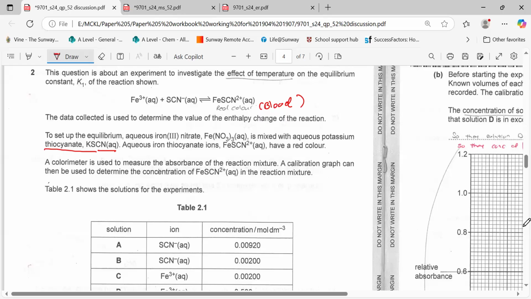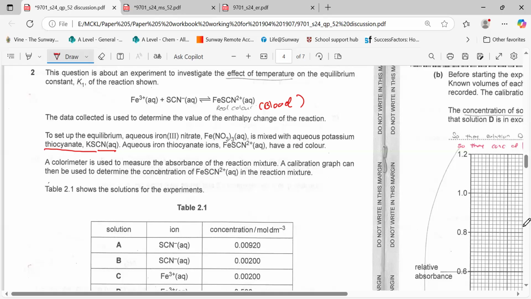Now, a colorimeter is to measure the absorbance of the reaction mixture. So colorimeter comes from the words color and meter. They are used to measure how intense the red color formed is. It can be any color you want. You just need to set the colorimeter to detect what color you want. So in this case, we will set the meter to detect red color.